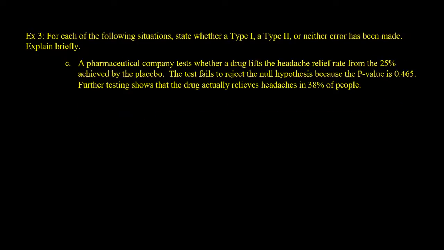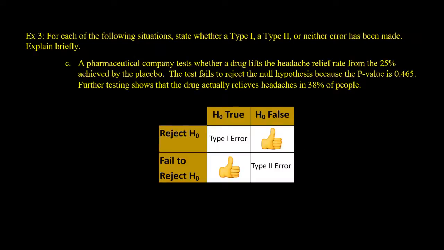A pharmaceutical company tests whether a drug lifts the headache relief rate from 25% achieved by the placebo. The test fails to reject the null hypothesis because the p-value is 0.465. Further testing shows that the drug actually relieves headaches in 38% of people. So here, we fail to reject, so we're in the bottom row, but testing shows that it actually works, so the alternative should be false. But the alternative is true, which gives us a type 2 error.